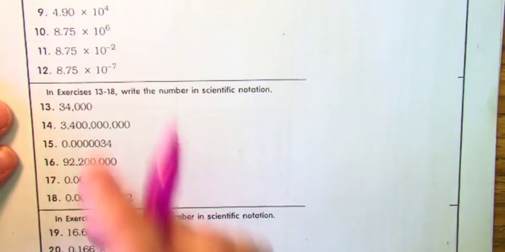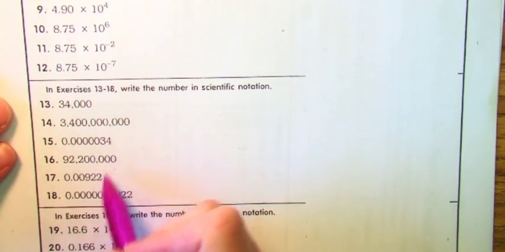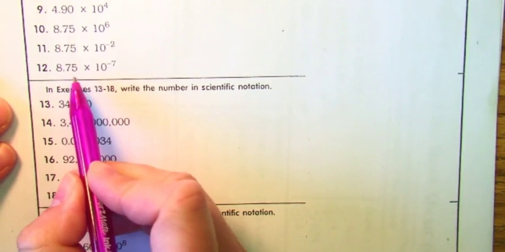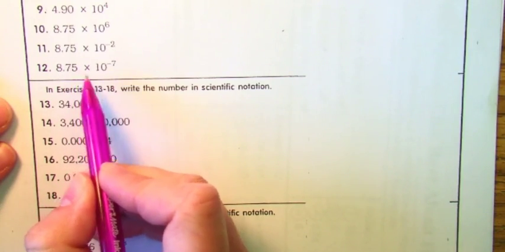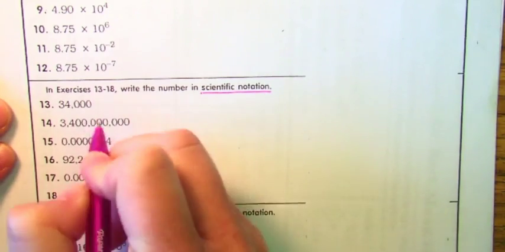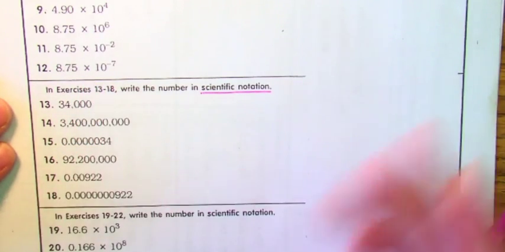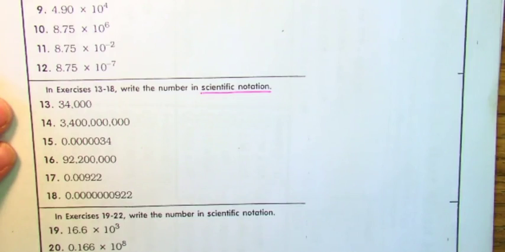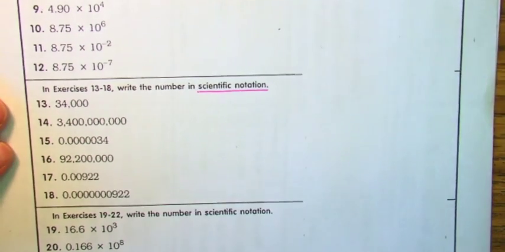In exercises 13 through 18, you're taking it out of standard notation and putting it back up here like this, in scientific notation. Whenever something says scientific notation, you have to put it with the times 10 to the power.